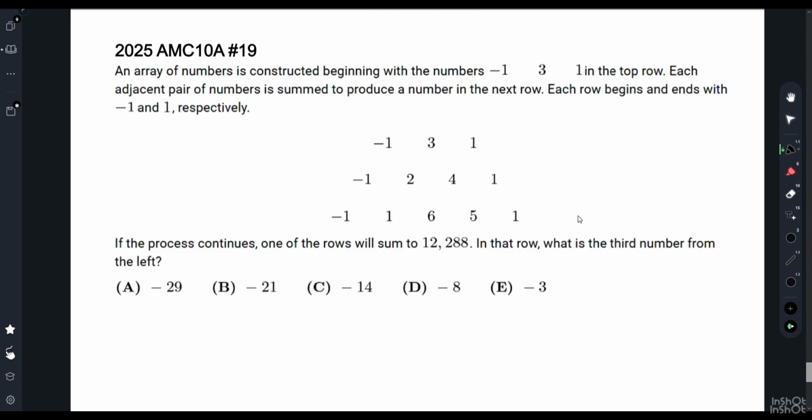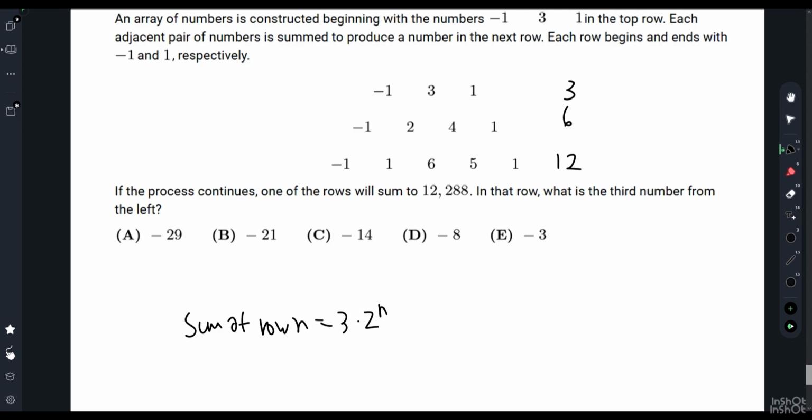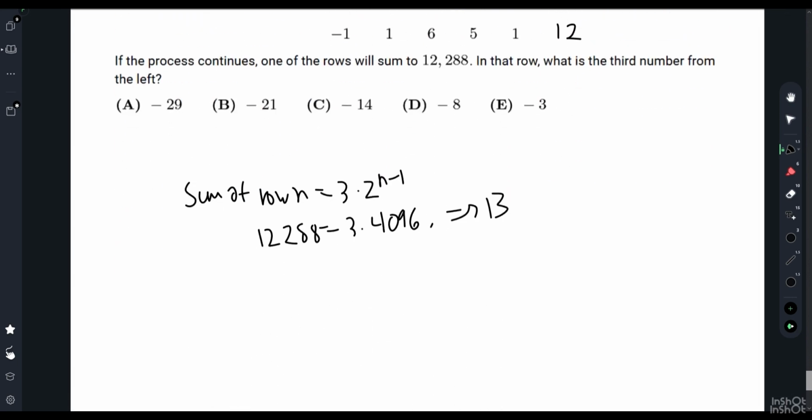So the sum of the first row is 3, the sum of the second row is 6, and the sum of the next row is 12. So we know that the sum of row n is going to equal 3 times 2 to the n minus 1. And so since 12,288 is equal to 3 times 4,096, this is just row 13. So we want to find the third number from the left in row 13.